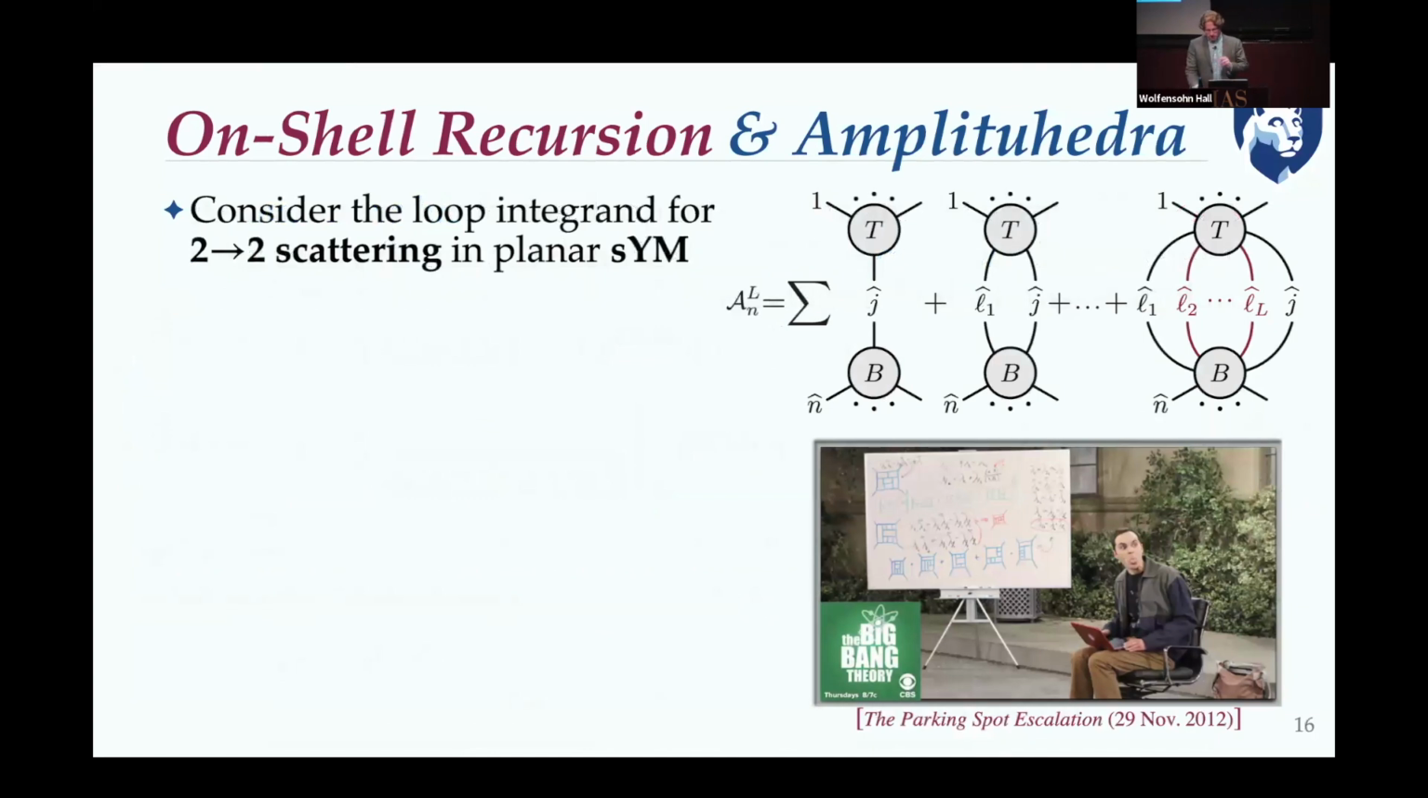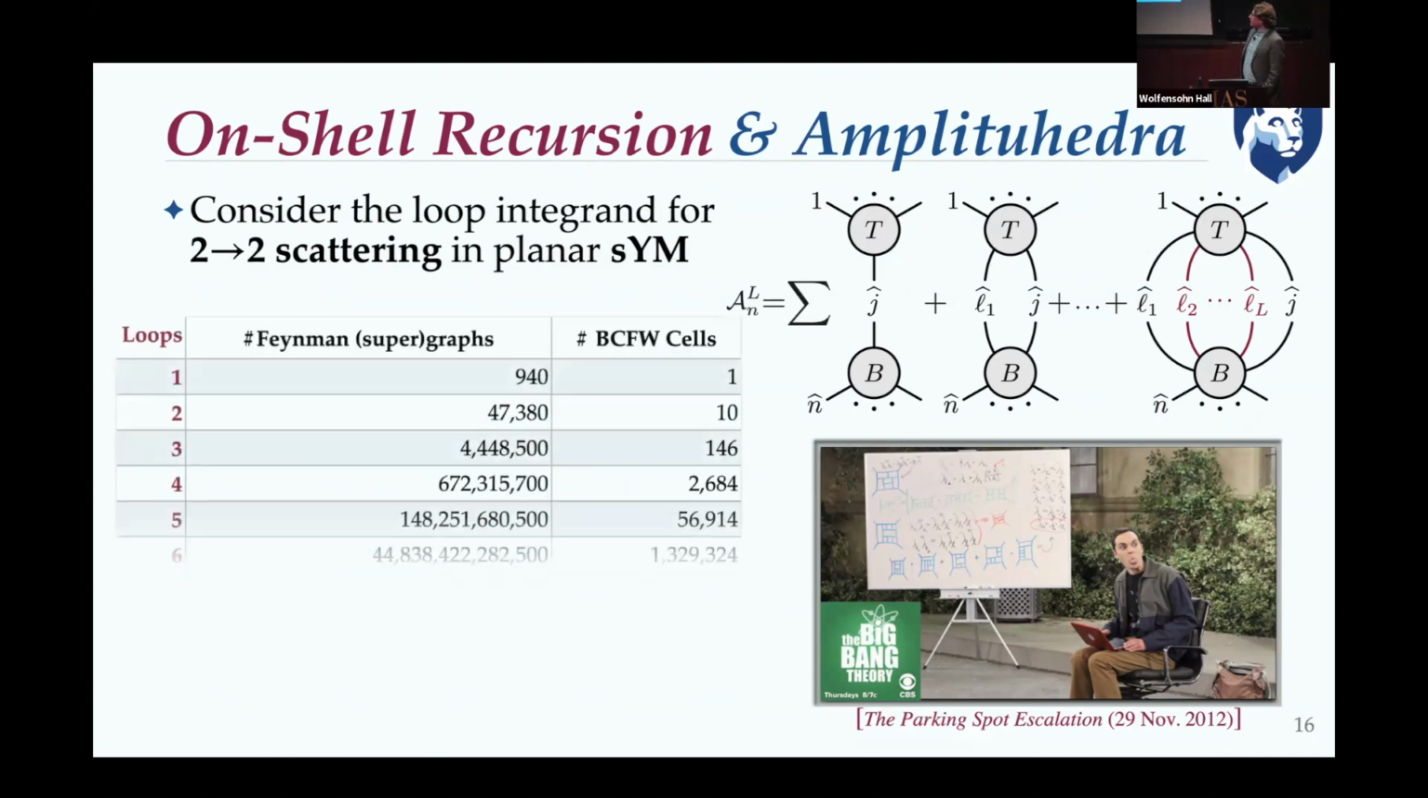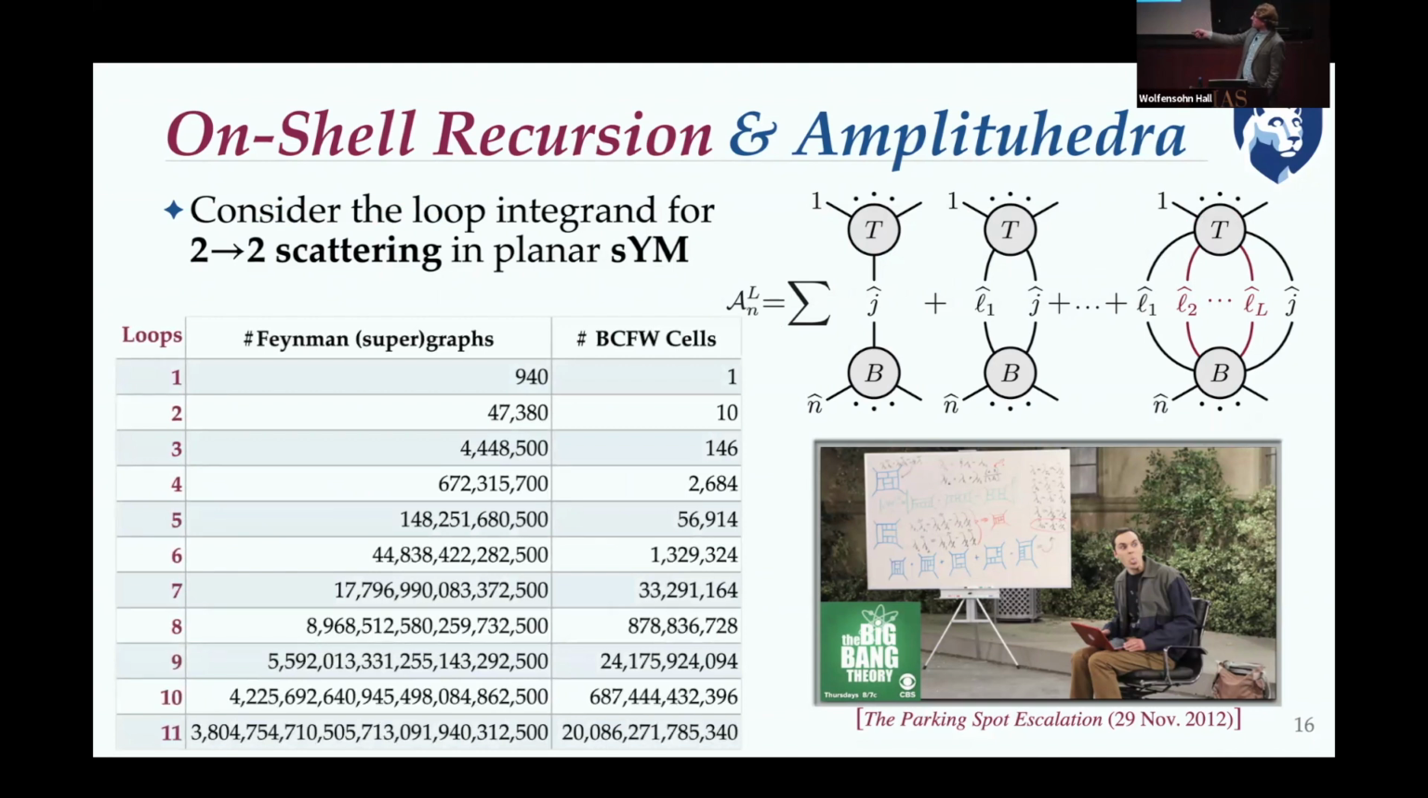And I want to illustrate also another aspect of this, which is kind of worth noting. There's the gold standard calculation, maybe, which is 2 to 2 scattering in planar N equals 4. It's the simplest integrand we could possibly calculate. And in many ways, it encodes everything else about all S matrices in this theory. So it's the simplest thing to do. And one thing that's worth pointing out is that it is dramatically more concise than the Feynman expansion. So we have 3 times 10 to the 28 at 11 loops. The number of BCFW cells is 2 times 10 to the 14. So a factor of 10 to the 14 better.